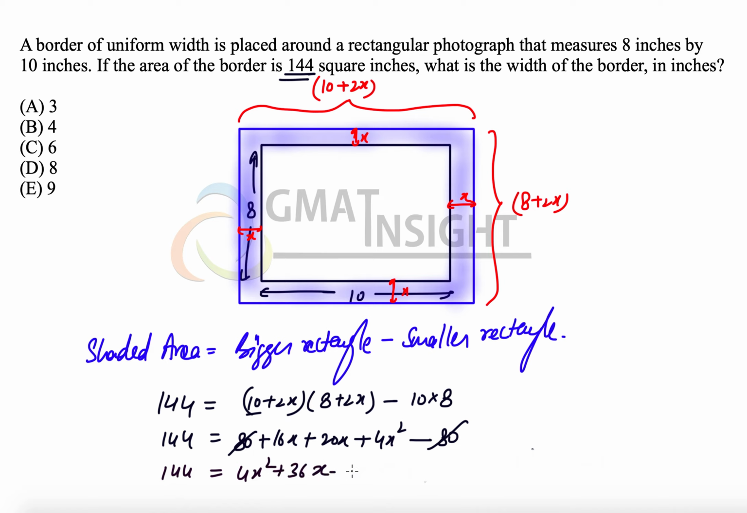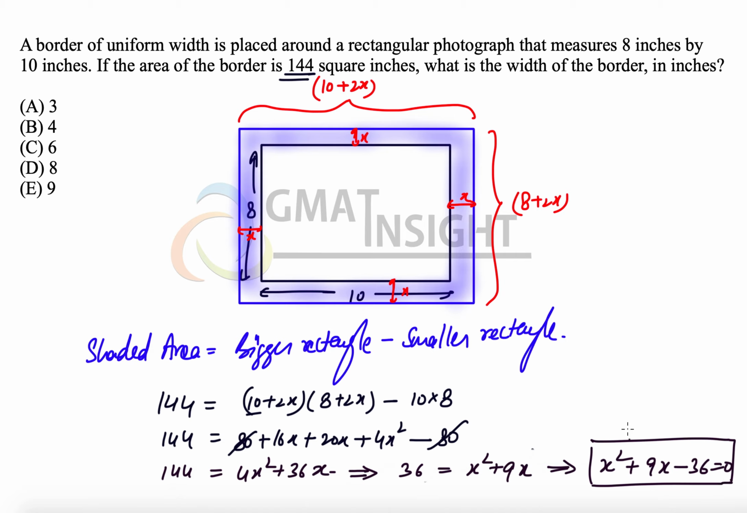Now we can simplify this further. We can cancel this out by 4 on both the sides. So 4 cancels out by 4, 3 is 12, 4 6 is 24, is equal to x square plus 9x. That means this becomes x square plus 9x minus 36 is equal to 0. We have a quadratic equation.